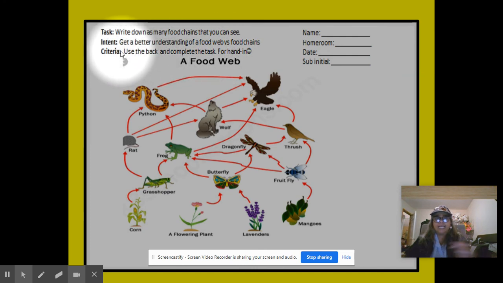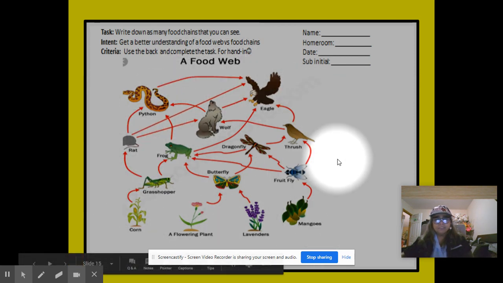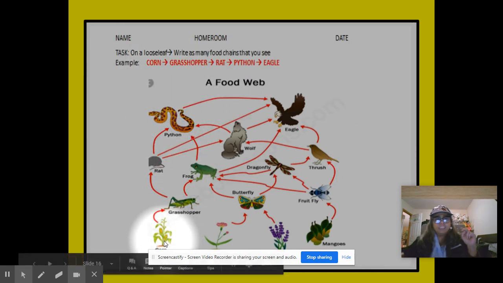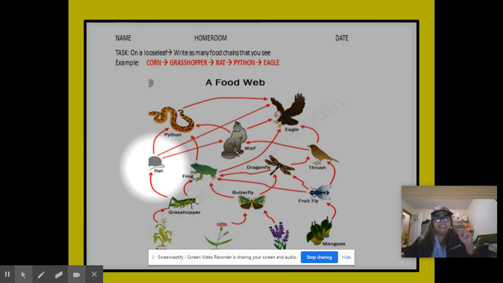Now, the whole intent would be to get a better understanding of a food web versus food chains. So this is the food chain. How do you do this? Here's an example. Follow the arrow. Always start with a producer. Here I have corn. It gets eaten by the grasshopper. The grasshopper gets eaten by the rat. The rat gets eaten by the python. And the python gets eaten by the eagle.